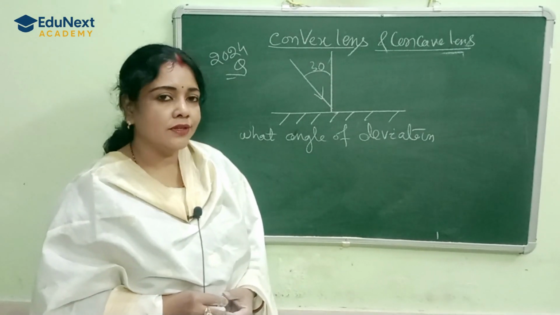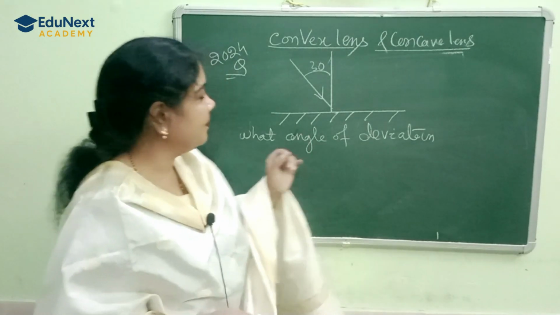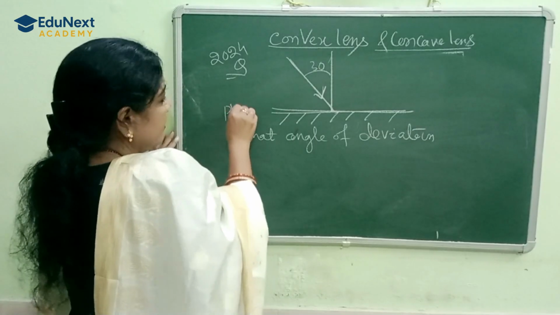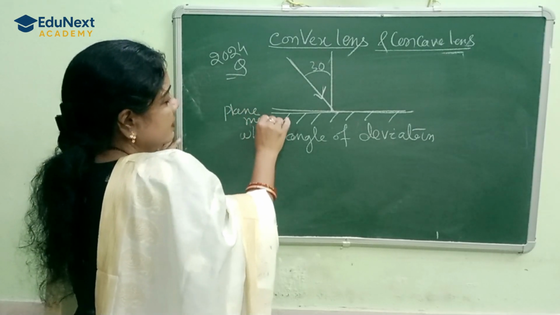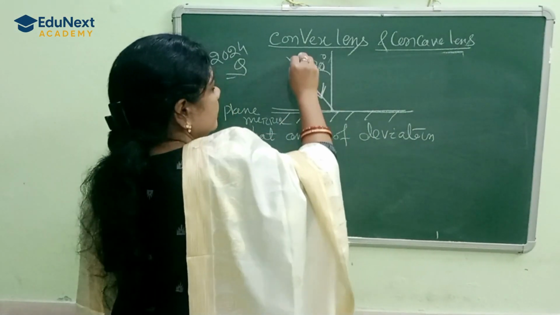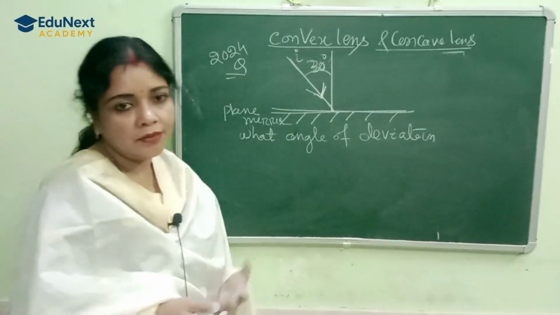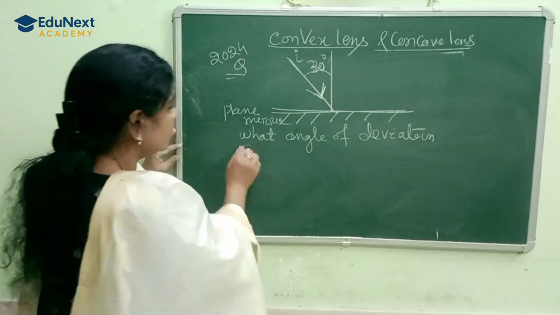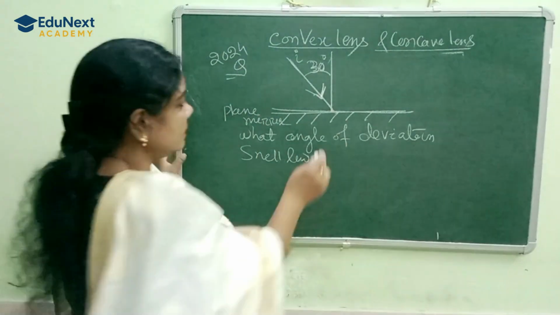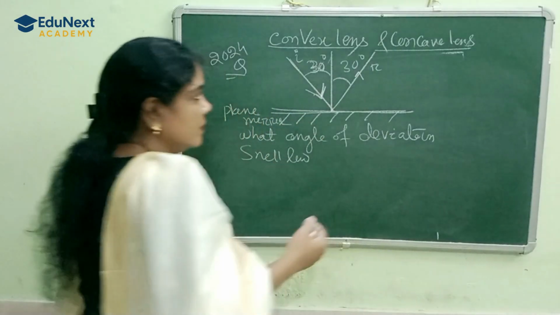Now this is a question from previous years, the 2024 JEE Main question. Now here a light is falling. This is a plane mirror. The light is incident at an angle of 30 degree. This is I. Okay. Now, as you know, you have to find out the angle of deviation. So, as you know, the angle of incidence is equal to the angle of reflection. That means the reflected angle will also be equal to 30 degree.